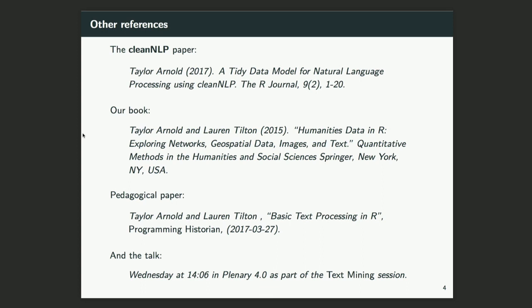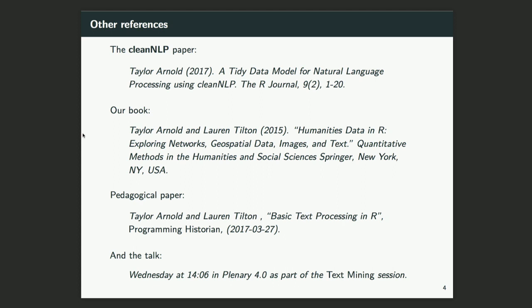And then just some other references. We mentioned a few of these before. There's the cleanNLP package, or there's the cleanNLP paper. If you find the package on CRAN, there's a link to it, or if you go to the GitHub page, there are links all over the place because I want everyone to read it. There's our book, Humanities Data in R, which we'll talk about in just a second. We have a pedagogical paper, Basic Text Processing in R.